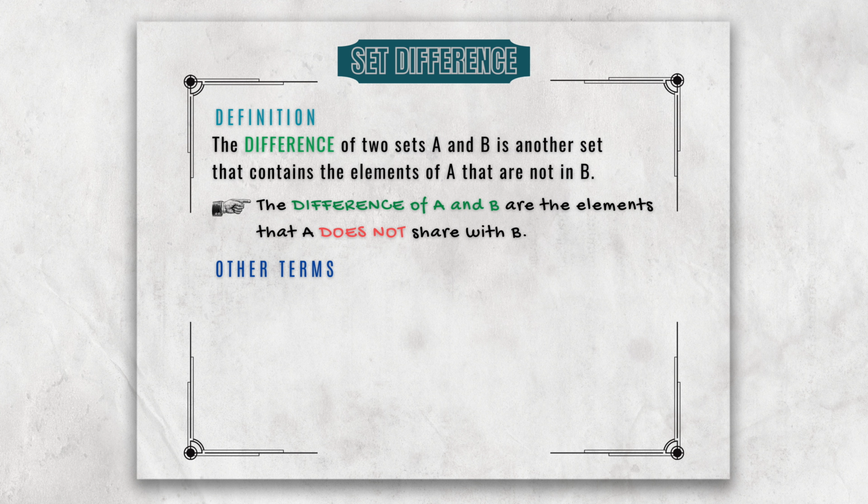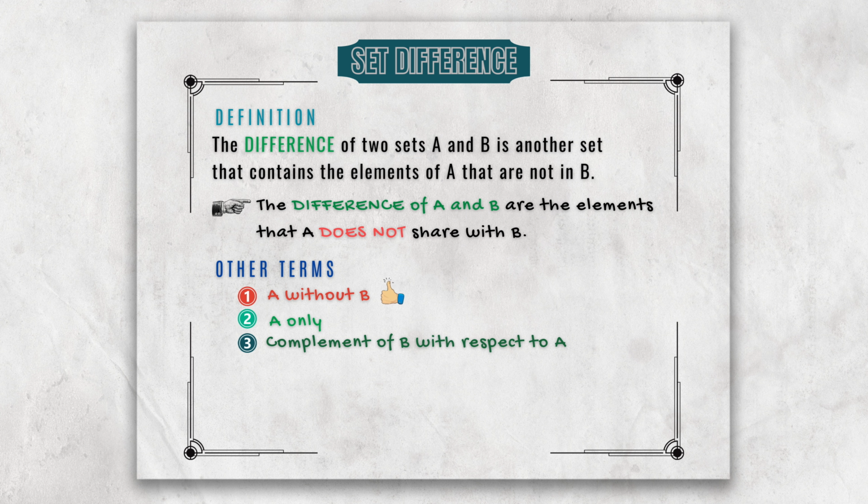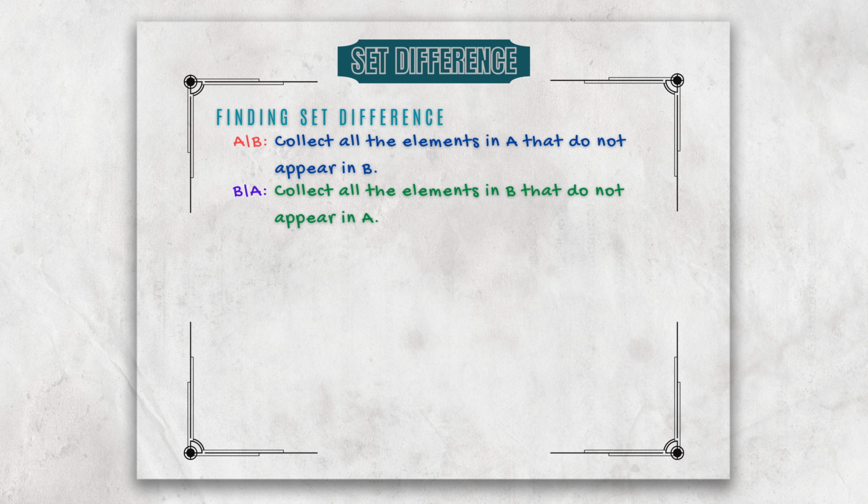The difference of A and B is also called A without B, A only, or the complement of B with respect to A. As a personal preference, I like to use A without B for the difference of A and B. The notation for A without B is A minus B. It is also denoted by A\B. To find A without B, collect all the elements in A that do not appear in B. Likewise, B without A would include all elements in B that are not present in A.